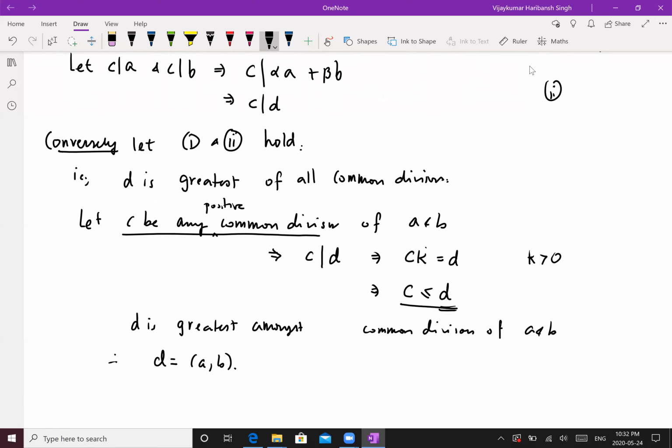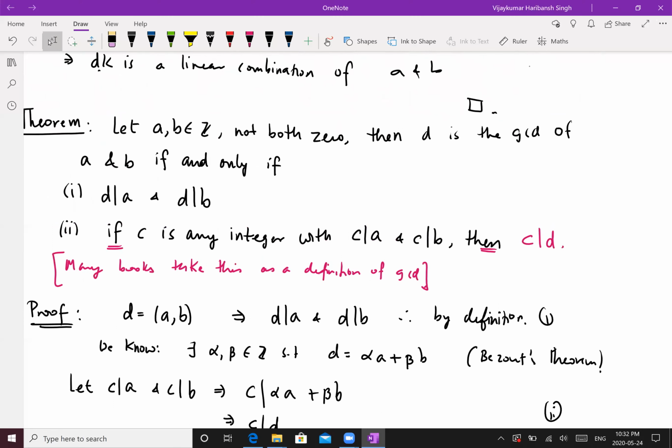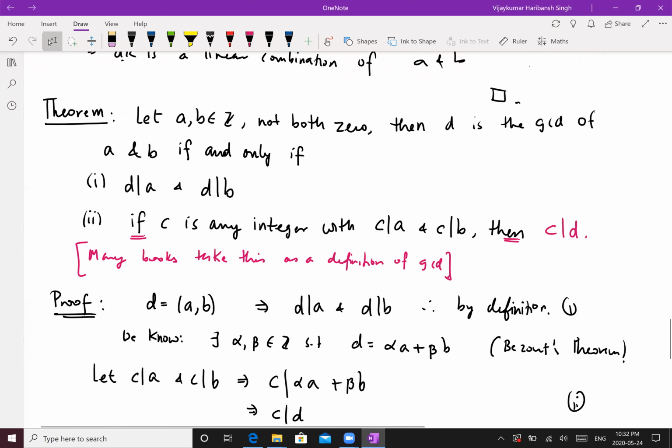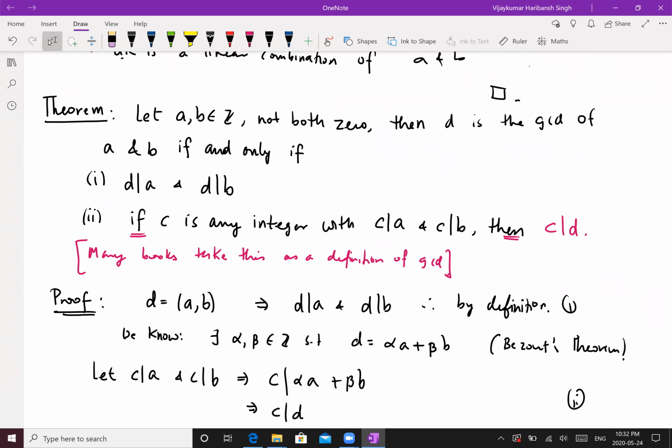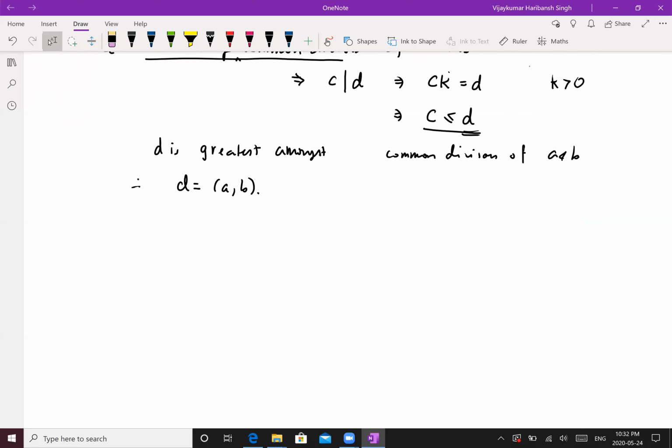Okay, so the converse is pretty straightforward. As I said, many books take this as a definition of GCD. Which one to take is up to you. To keep everything in order, we would rather use the definition given at the start of this lecture as the definition of GCD.